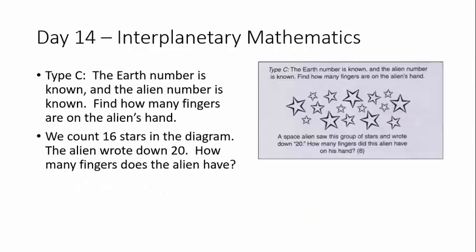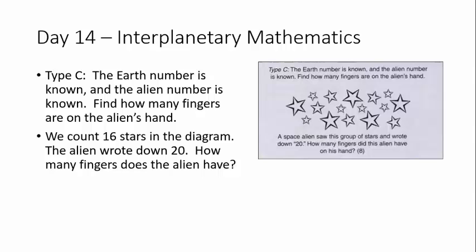The last type of problem in this example is this. The Earth number is known and the alien number is known. Find how many fingers are on the alien's hand. Here we count 16 stars in the diagram. The alien wrote down 20. How many fingers does the alien have?